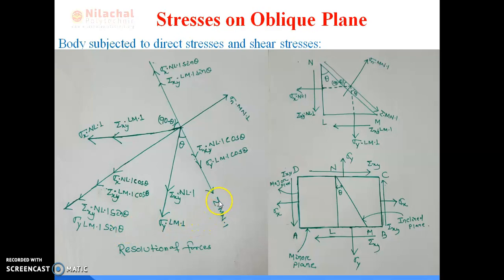For the tangential direction, tau mn into 1 should be equal to sigma x NL into 1 sin theta, tau xy LM into 1 sin theta minus tau xy NL into 1 cos theta minus sigma y LM into 1 cos theta. Now go for the calculation of normal stress.